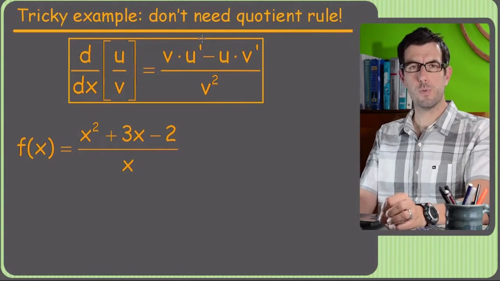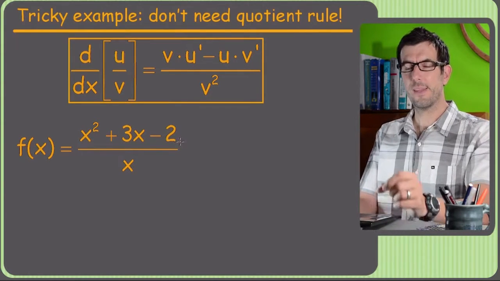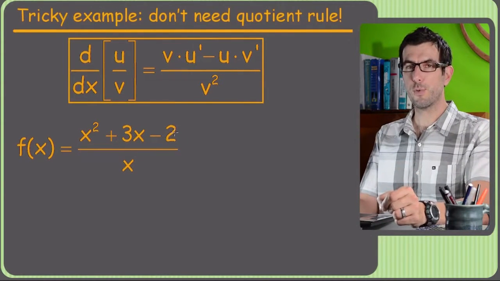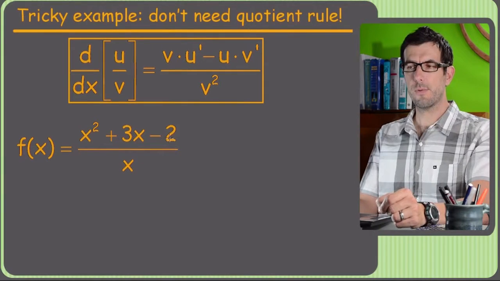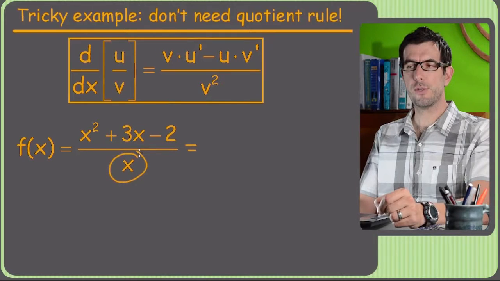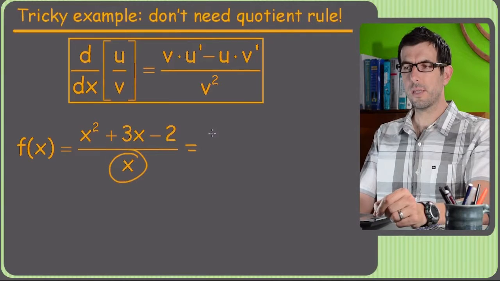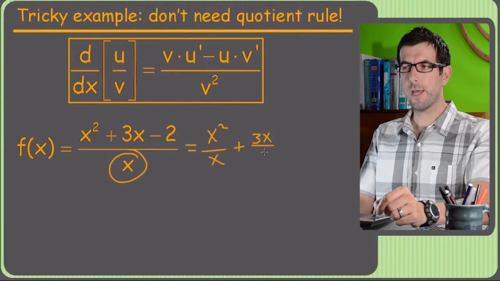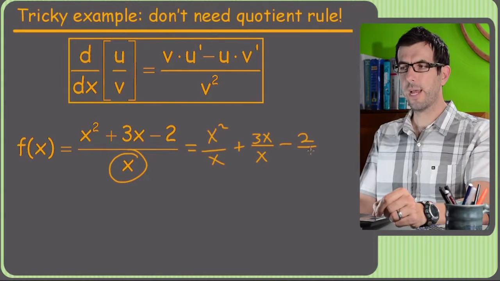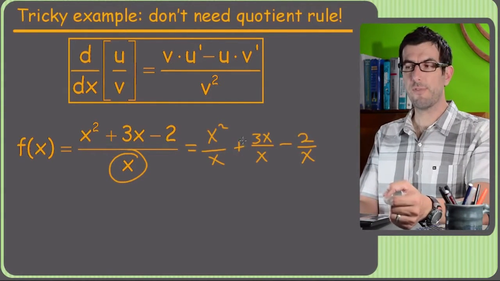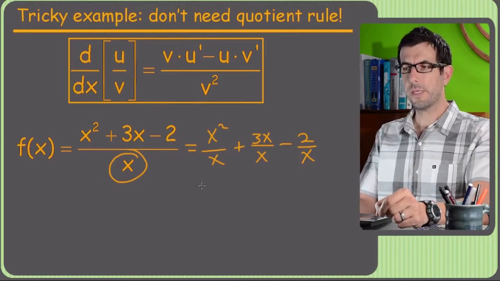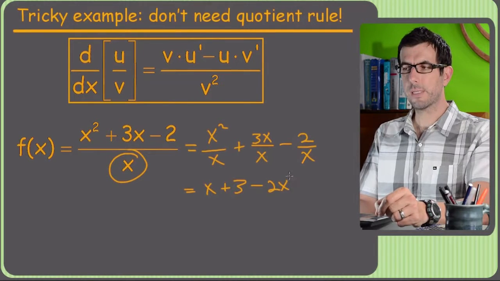All right, why don't we need the quotient rule? Well, as I mentioned before, best to avoid the quotient rule when you can. And what's going on here is that we can just convert this into a regular polynomial. The trick is, because the denominator is just a single x without any pluses or minuses or anything, we can just turn this into 3 separate fractions: x squared over x plus 3x over x minus 2 over x. And it might not look like the smartest move ever because this isn't totally beautiful, but this does turn into x plus 3 minus 2 times x to the negative 1.